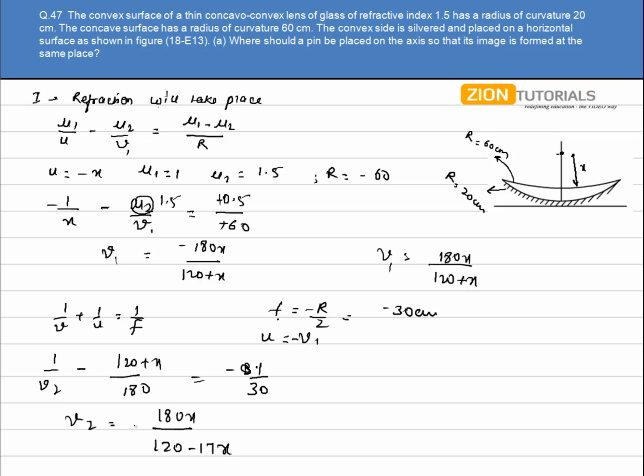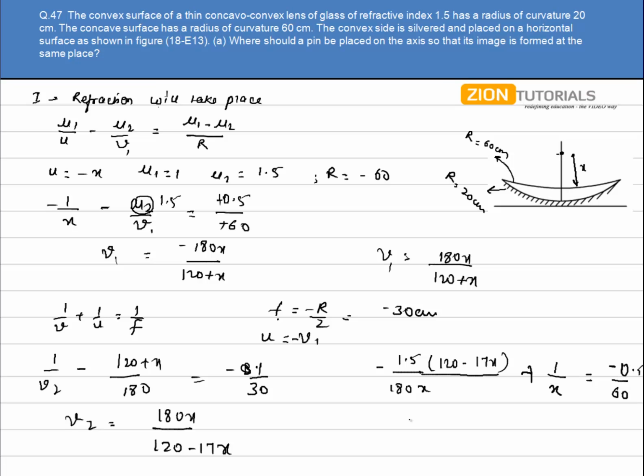Now this is the distance of the third image from the lens. This will act as an object again for this refracting surface. So I'll again use this very formula, that is mu1 will now be 1.5 and image distance is this, that is 180x by 120 minus 17x, of course with a negative sign, minus mu2 is 1. The final image is formed at a distance x and of course it is on the right hand side, so positive, and that is equal to minus 1 by 60 into 0.5.